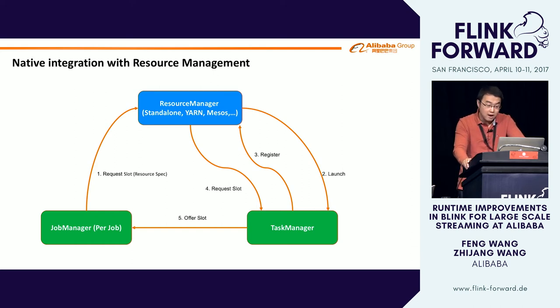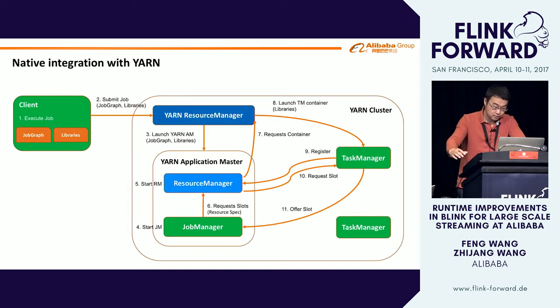Now we have contributed this architecture improvement to the Flink community as FLIP-6. Let's take Yarn as an example. In the Yarn mode, there's a dedicated job manager and a resource manager running in a Yarn application manager for every job, and they will launch several task managers according to the job resource spec by the Yarn resource manager.